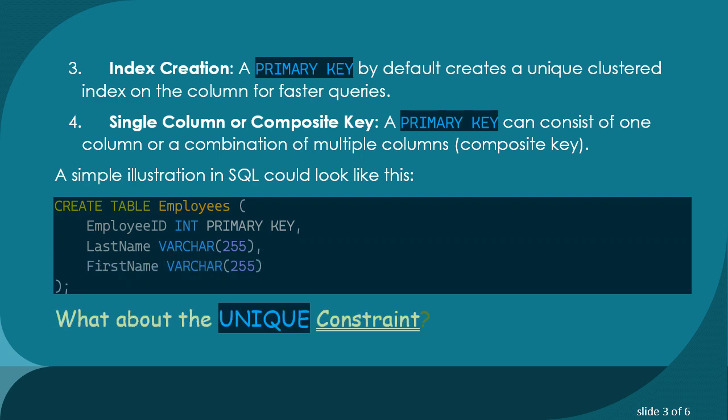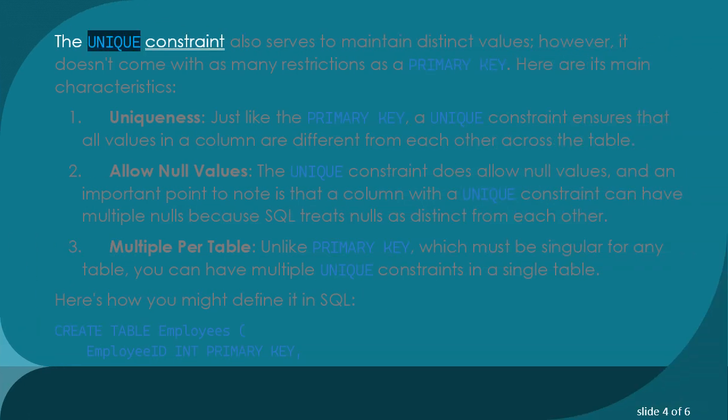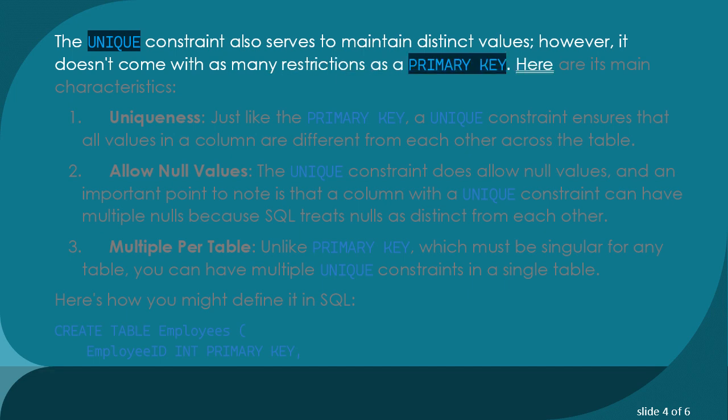What about the unique constraint? The unique constraint also serves to maintain distinct values. However, it doesn't come with as many restrictions as a primary key. Here are its main characteristics.